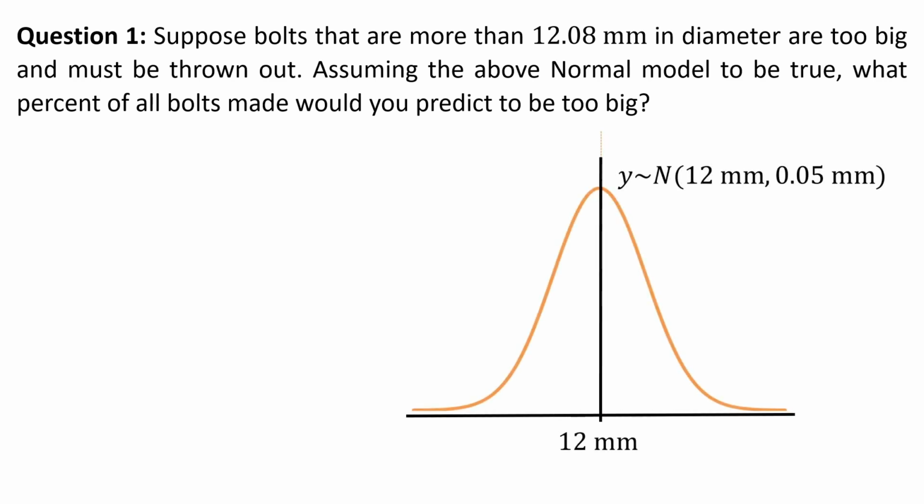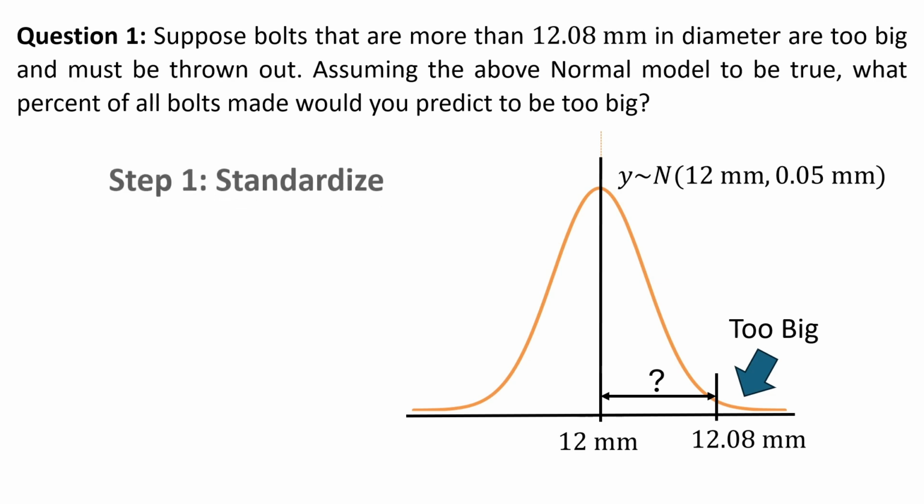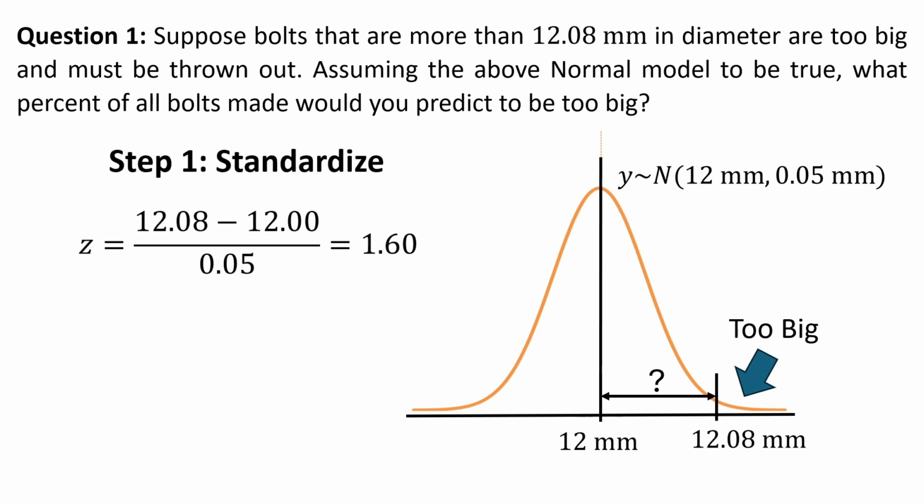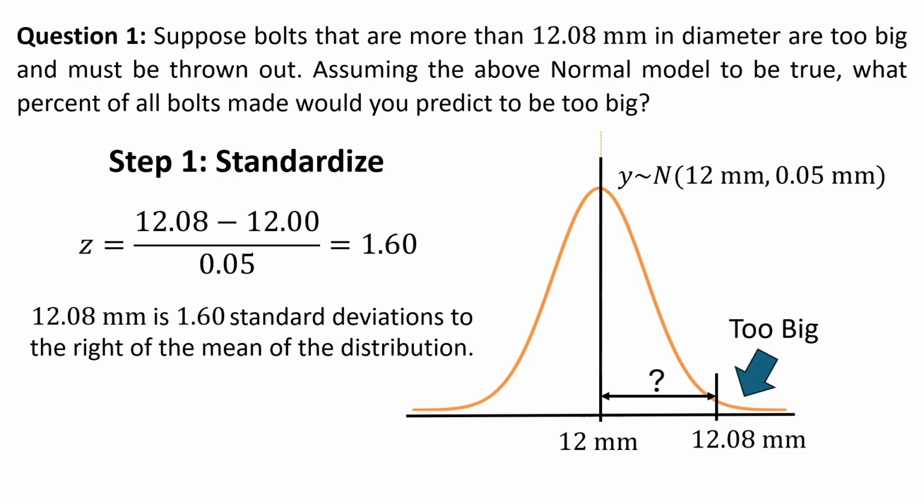So here's a picture of our model. We're looking at bolts that are more than 12.08 millimeters in diameter, and we need to know what proportion that is. Those are the ones that are too big. In order to get that proportion, we first need to know how many standard deviations separates the mean of our distribution and this value of interest, this 12.08. In order to determine that, we just need to standardize. So we take 12.08 minus the population mean divided by the population standard deviation, and we find that 12.08 millimeters is 1.60 standard deviations to the right of the mean of the distribution.